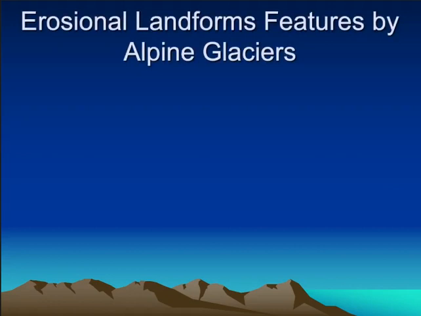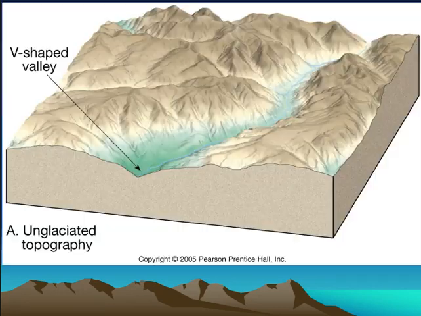Erosional landform features by alpine glaciers. Landform features formed by glacial erosion or deposition can be organized by the type of glacier that made the landform. We'll start with those found in some mountains formed by erosion from alpine glaciers. The Quaternary Ice Age is responsible for the glacial landform features we see today. Prior to 2.5 million years ago, stream erosion had cut many V-shaped valleys in alpine regions.